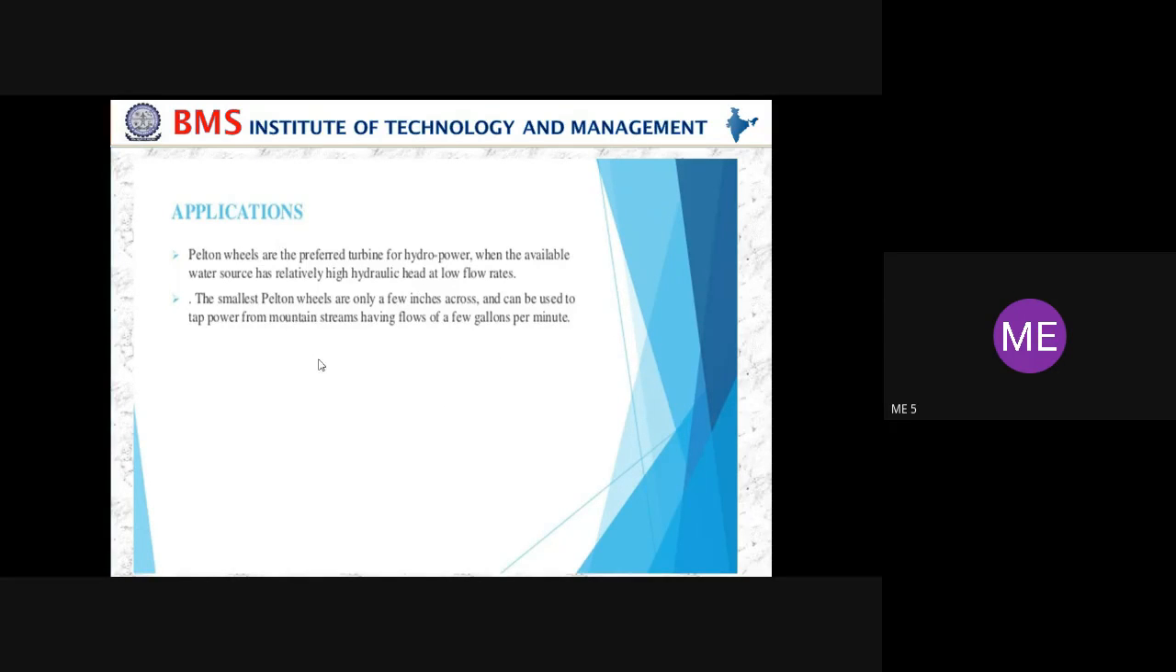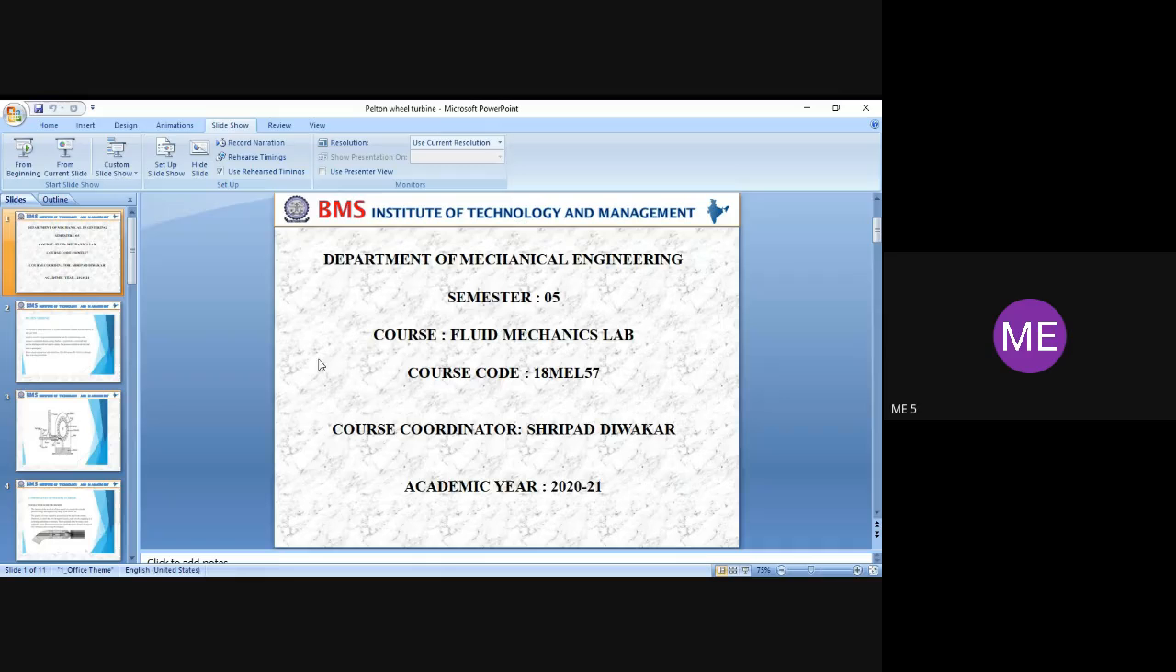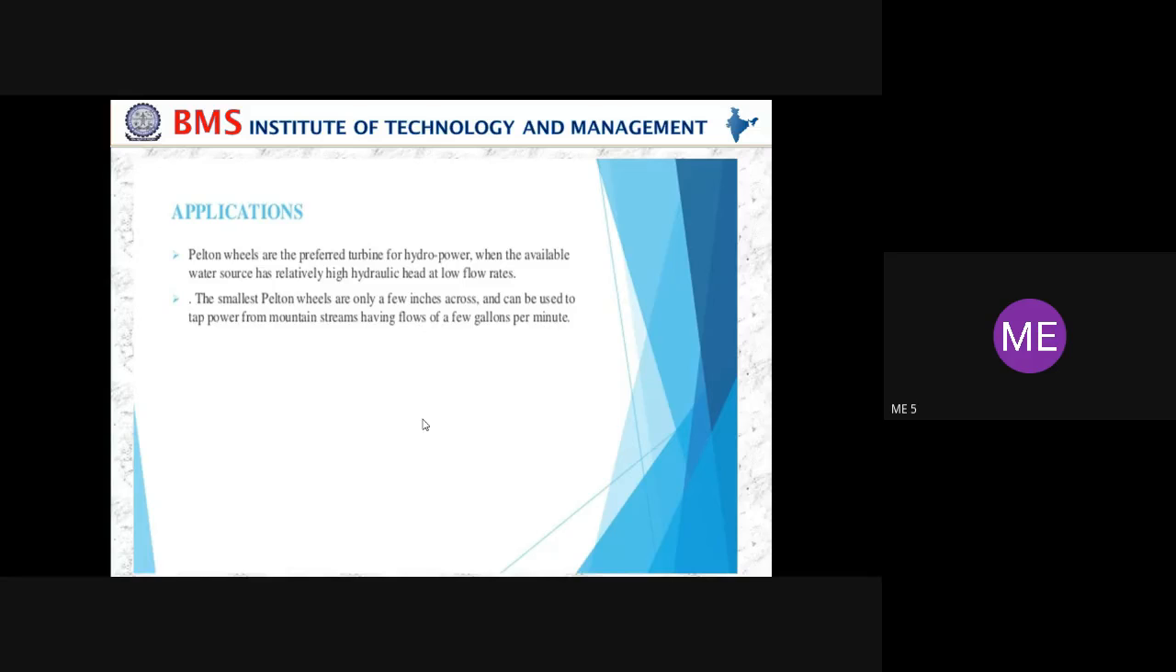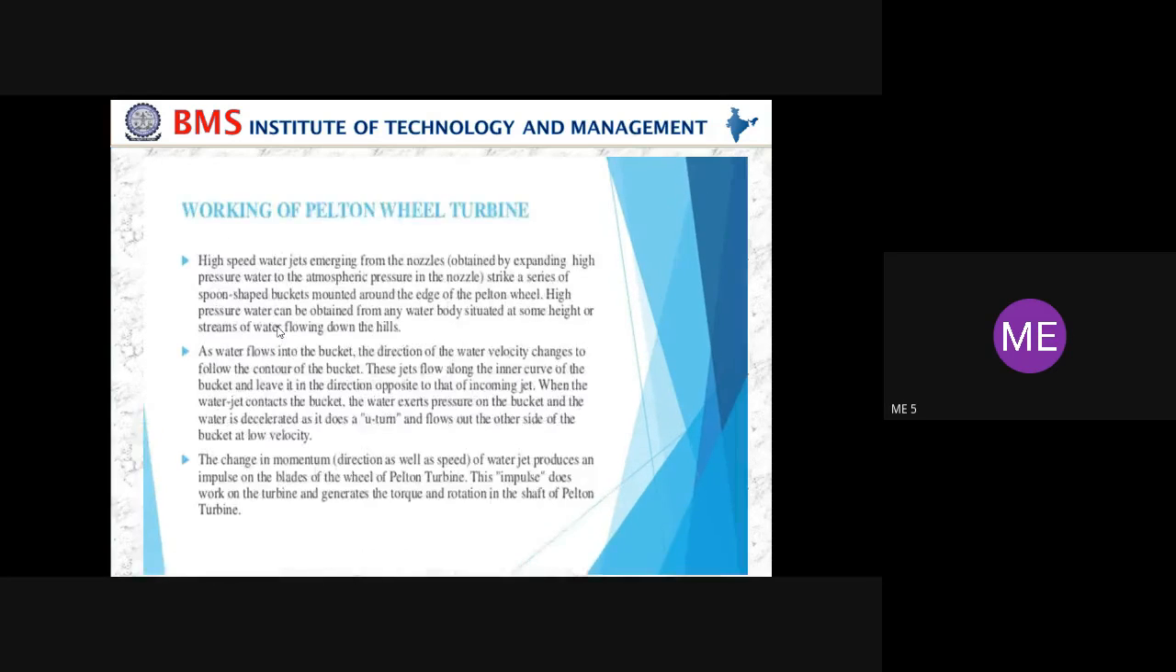The application of Pelton wheel. Pelton wheels are the preferred turbine for hydropower when the available water source has relatively high hydraulic head. Hence it is a high head turbine. The smallest Pelton wheels are only a few inches across and can be used to tap power from mountain streams having flows of a few gallons per minute. Whenever high head is required, the Pelton wheel is applied.